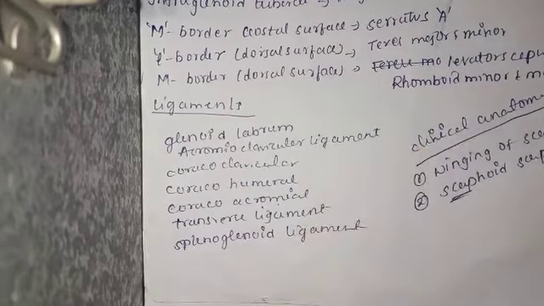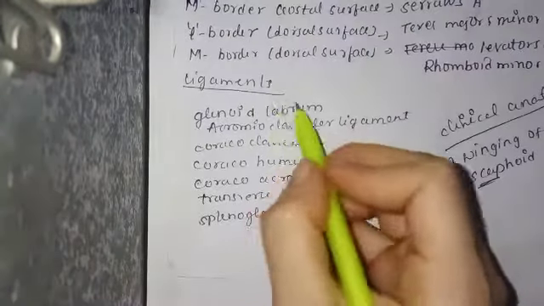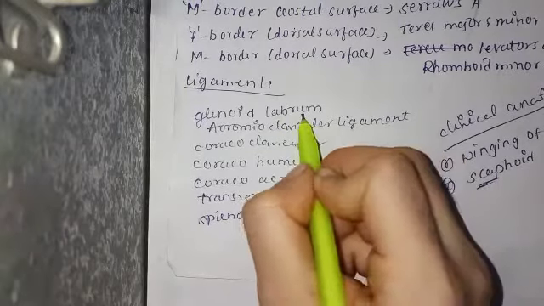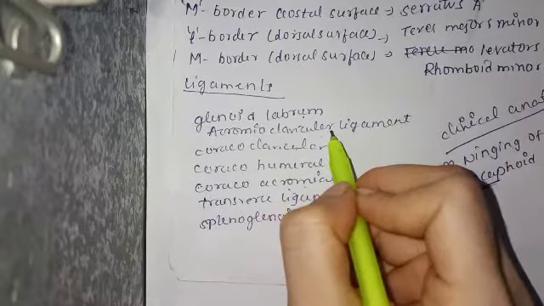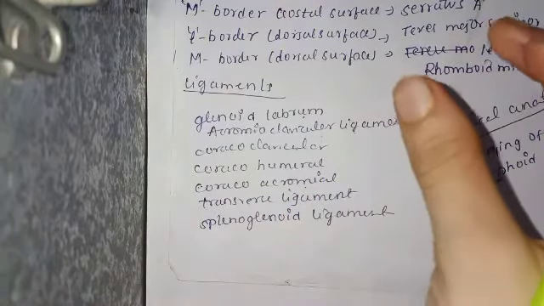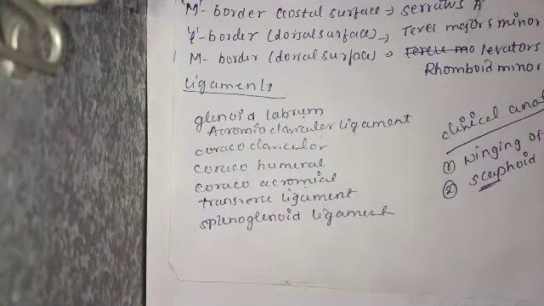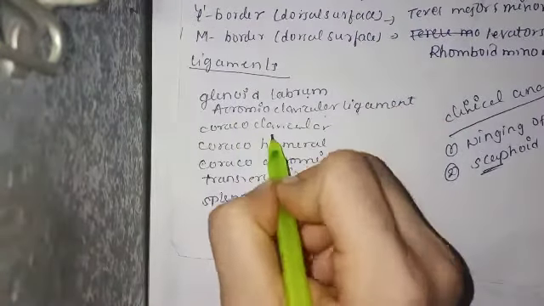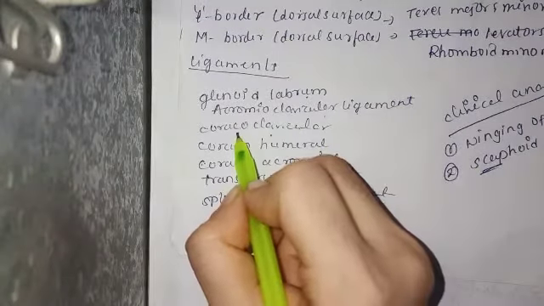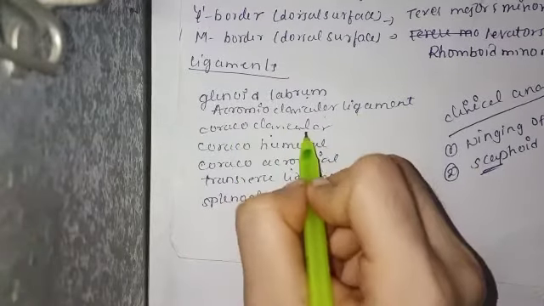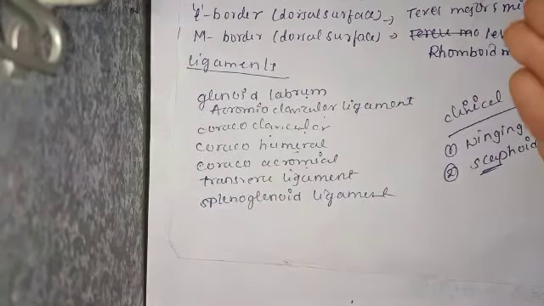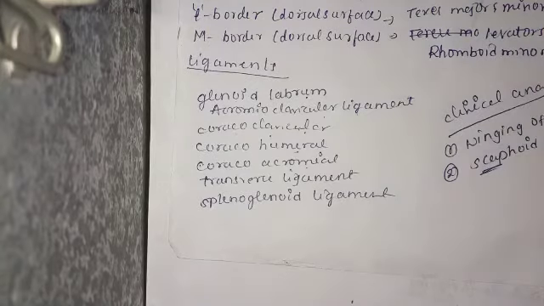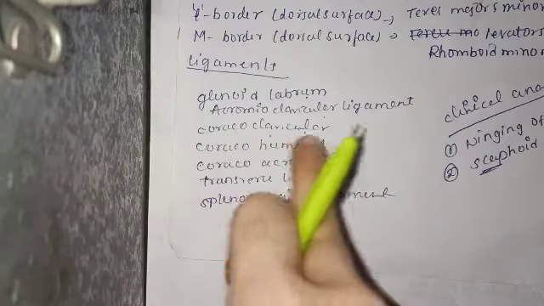The glenoid labrum is present at the glenoid cavity of our scapula. The acromioclavicular ligament joins the acromion process and the clavicle and forms the acromioclavicular joint. The coracoclavicular ligament is present at the coracoid process of the scapula and at the clavicle. The coracohumeral ligament connects the coracoid process of the scapula and the humerus bone.